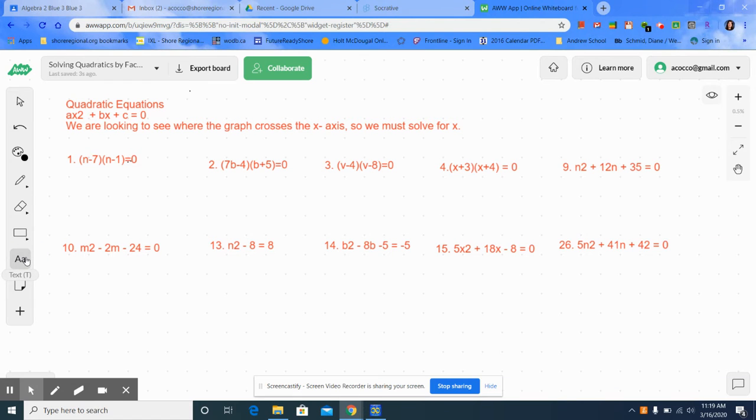Hi guys, we're going to talk about quadratic equations. We are now taking factoring to solving by factoring. We're looking to see where the graph crosses the x-axis, so we must solve for x.